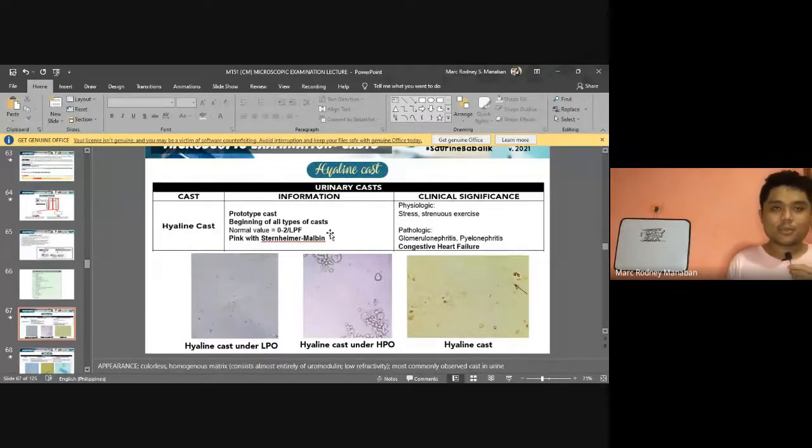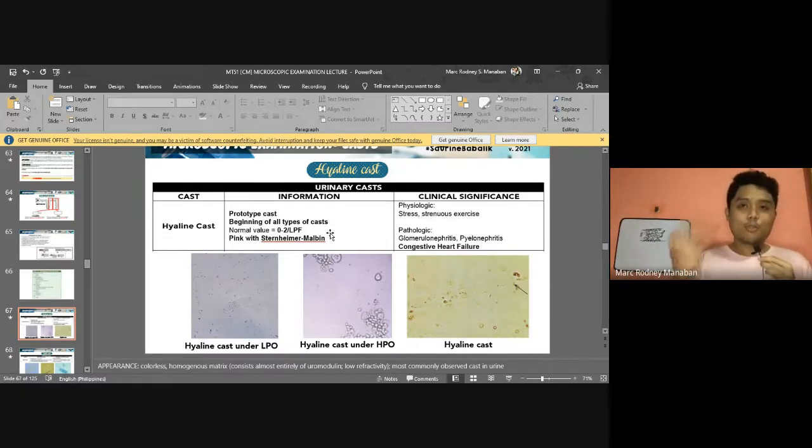And strenuous exercise, because again of increased production of urobilin. Pathologic causes include glomerulonephritis, pyelonephritis, and congestive heart failure. Actually, your hyaline cast, dears, does not point to one disease only, because in any kidney disease or renal disease you can probably see a hyaline cast. It's understandable, since it is the prototype cast, so you can really see it there because that is where everything starts, okay?